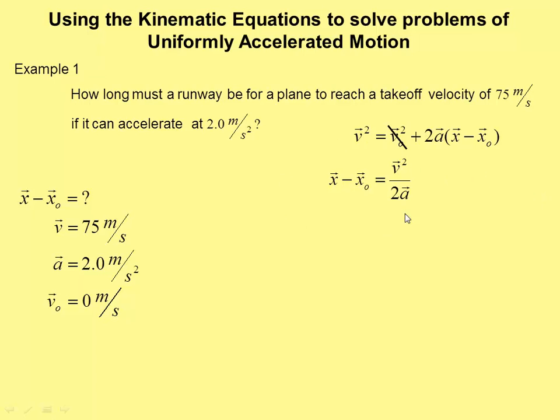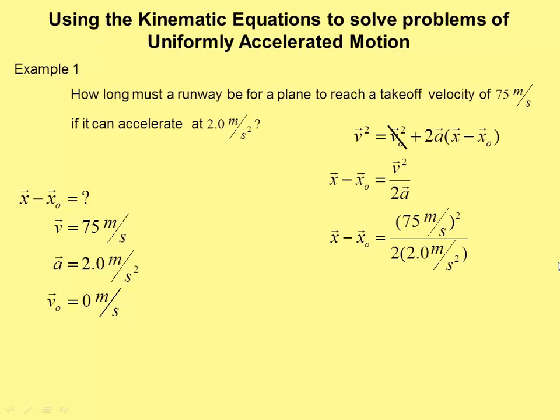So hopefully you have the algebra to do this. Now we can plug the numbers in. The final velocity is 75 meters per second. Don't lose the squared. Those tend to disappear from one step to the next. The acceleration is a positive 2.0 meters per second squared.